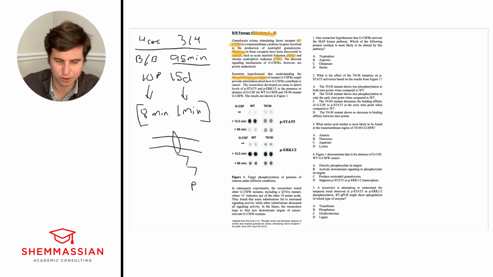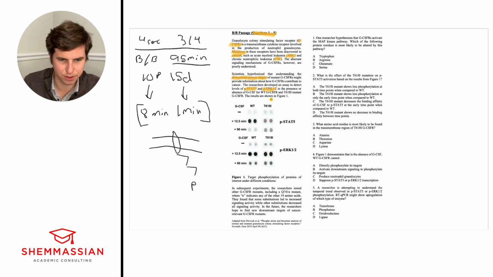Okay, so now we're getting into all these wordy acronyms. Let's keep it simple. What is this stuff? p-STAT5, we can assume that's probably a protein, and P probably means phosphorylated. That's a pretty common format that you'll see a lot of the times in these passages, is that P put before the name of a protein to mean it's phosphorylated, and p-ERK1/2, so two phosphorylated proteins.